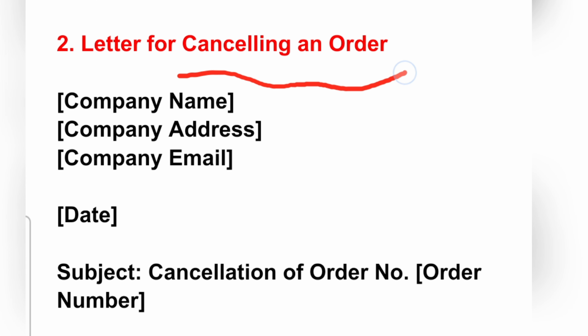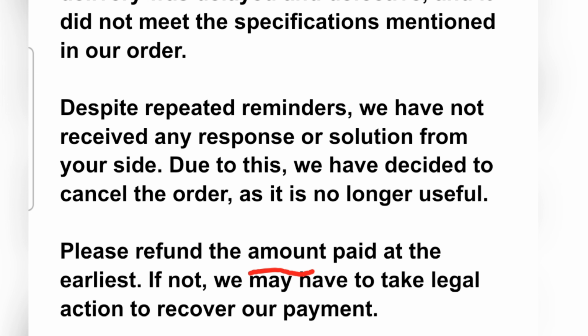Now, letter for cancelling an order means suppose you ordered a product but it arrived late or was defective. You need to cancel the order and request a refund. Now, the key points you need to remember while writing such kind of letters: mention the order number and date. Then state why you are cancelling, means delay, damage, or wrong product. Then request a refund or corrective action. Also warn about legal action if necessary.